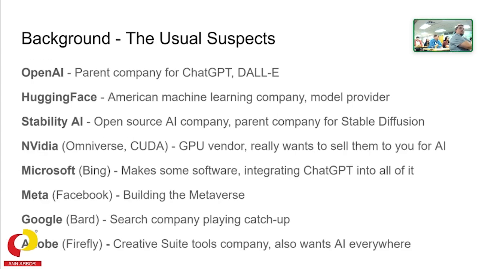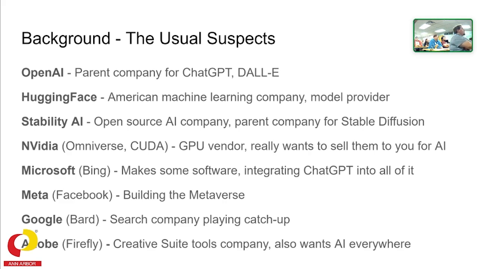All right, there's a handful of companies and organizations you see over and over again. OpenAI, that's the parent company for ChatGPT and DALL-E. Hugging Face provides a lot of the models. They're open models. Stability AI was the open source company behind Stable Diffusion. NVIDIA, of course, is the GPU vendor, but also a lot of the tools are under the Omniverse moniker, and they've got some really impressive tech that they're basically giving away so that you'll buy their hardware.